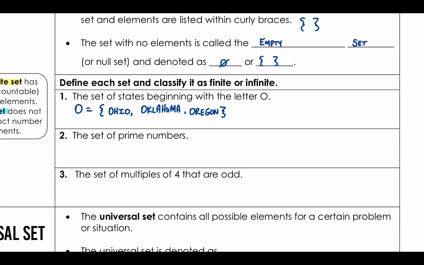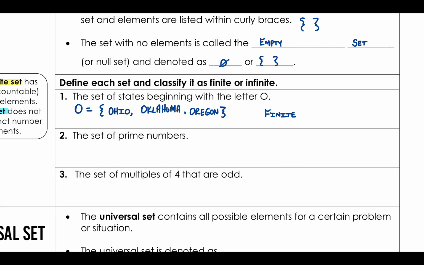Now it goes back to that note on the left. Do we have a finite set or an infinite set? Well, because there are only 3 states that start with the letter O, this would be a finite set of data.